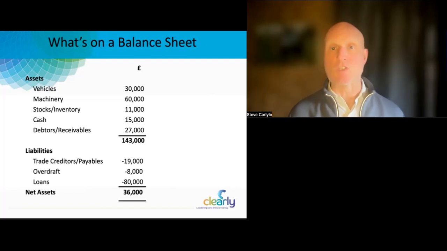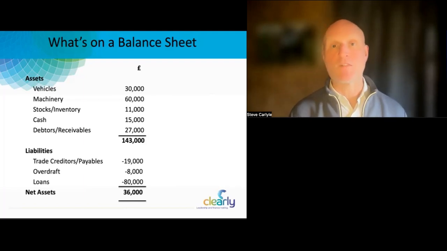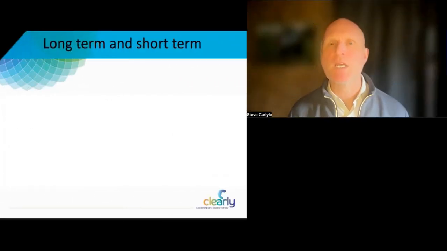So what we do in a balance sheet at the top is we add up all the liabilities and we add up all the assets, and we deduct the liabilities from the assets to get our net assets. And our net assets, as I said before, will always balance back to our shareholders' interest at the bottom of the balance sheet. Let's have a look at a bit more detail on the top.